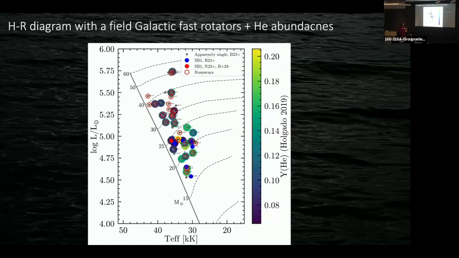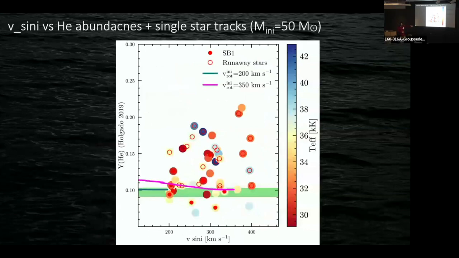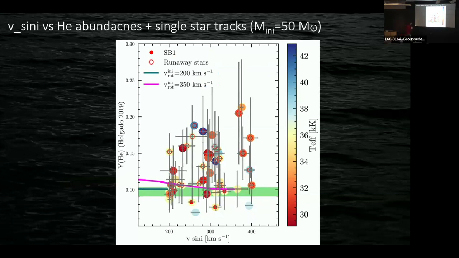And why they are so enriched. In terms of helium, I don't see much enrichment, but if we plot helium abundances as a function of v sin i, we see that, yes, we have some small enrichment. Plus, if I put here a single track with an initial rotation velocity of 300 or so km per second, even while the star evolves, I can't reach this enrichment. But we should not forget about these error bars. They are kind of useful.